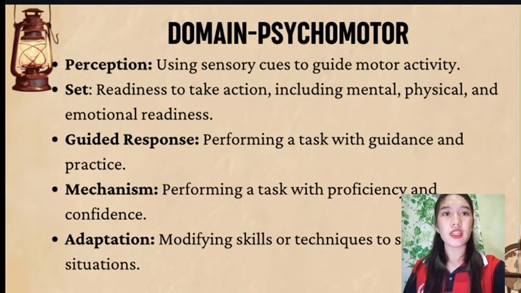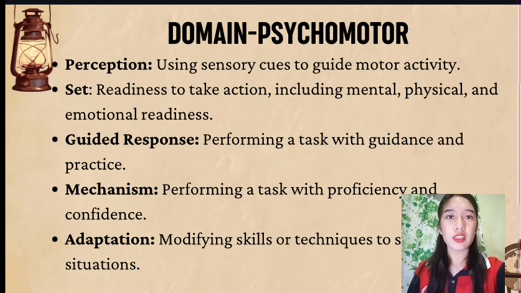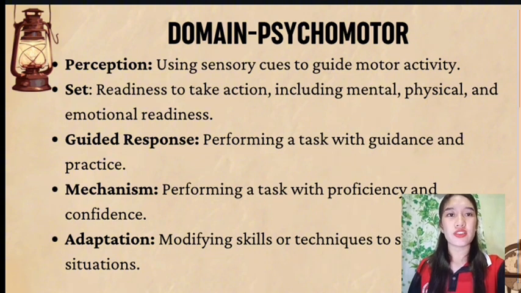And the last domain is the psychomotor domain. The psychomotor domain talks about perception, guided response, mechanism, and adaptation. It is centered around motor skills and coordination. It enables us to perform actions with our bodies. Playing an instrument, participating in sports, or even just writing elegantly are a few examples.